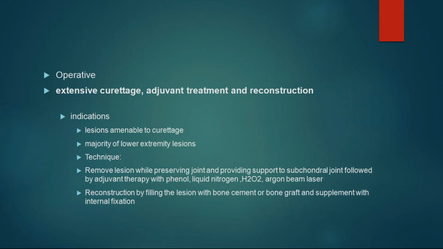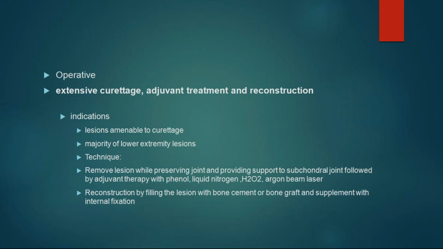In this, the technique involved is first we remove the lesion while preserving the joint and providing support to the subchondral joint, followed by adjuvant therapy. This adjuvant therapy is mainly done with phenol or liquid nitrogen or H2O2 or argon beam laser. The main thing under adjuvant therapy is it prevents further recurrence of the tumor, and it is followed by reconstruction. Reconstruction is mainly done by filling the lesion with bone cement or bone graft or supplement with internal fixation.